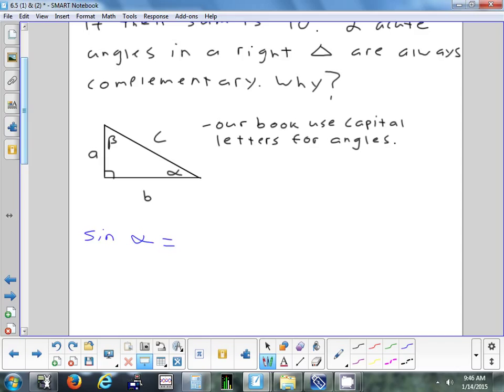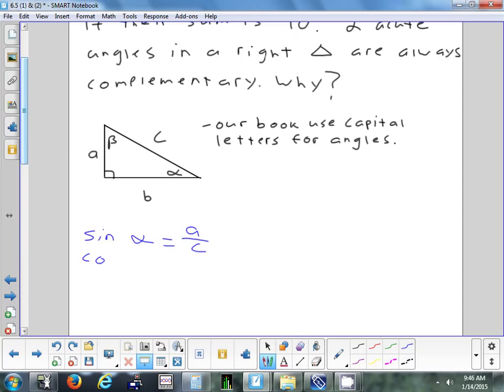Okay, so you're not going to have any numbers here. This is all letters, but what would the sine of alpha be? What's that? A over C. A over C, yep. Opposite over hypotenuse. Now let's look at something different.